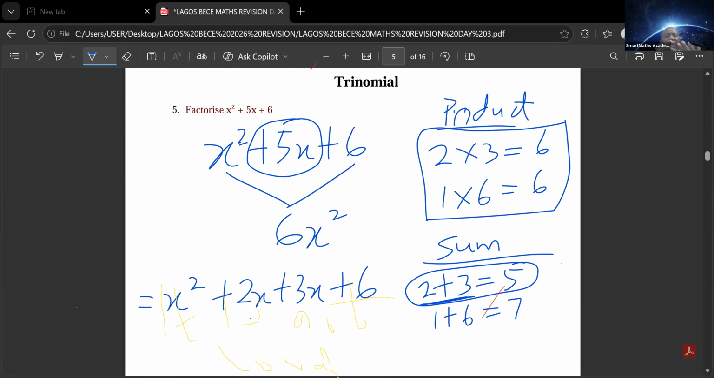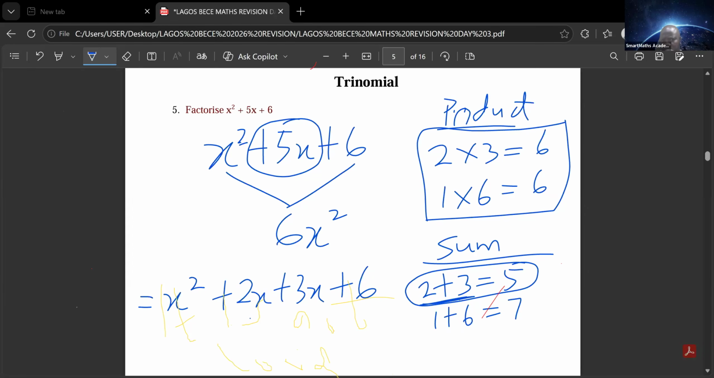So the 6, what are the two numbers to multiply together to get 6? That's just 2 and 3, then 1 and 6. 2 times 3 gives us 6. 1 times 6 gives us what? 6. Now the two numbers, let's add them together. So 2 plus 3 gives us 5. Then 1 plus 6 gives us what? 7. Now you go back to the question.